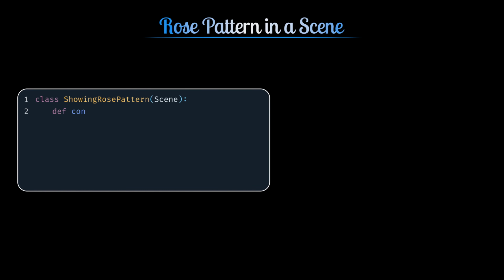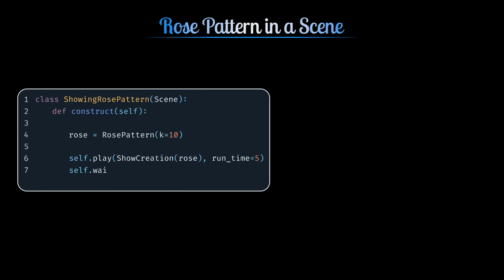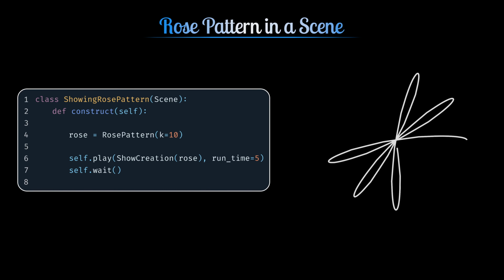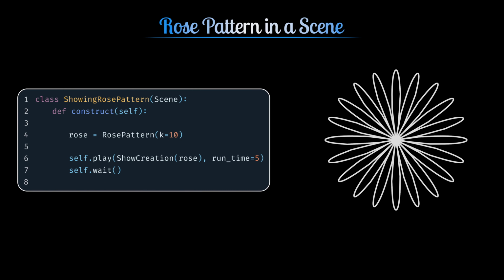Now let's see the code in action by defining the scene class. Using the animation ShowCreation or any other type of animation, do we create such petals? I think we should colorize it. I am using the setColorByGradient function to colorize my rose pattern. To define the gradient of colors, I am using blue, white and blue as my arguments. This is how the rose pattern with k equals 10 looks like.